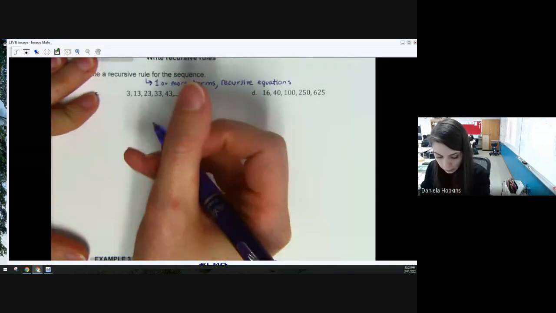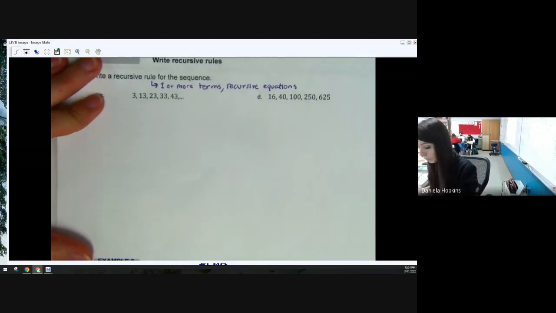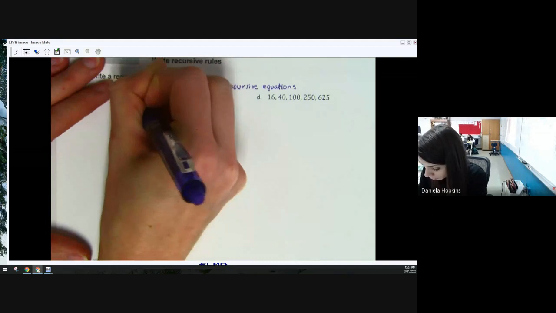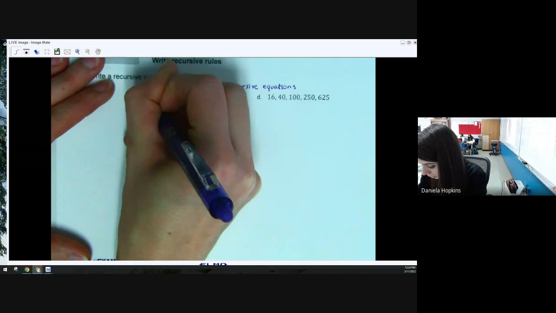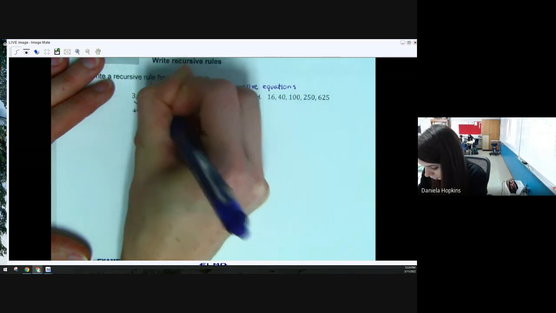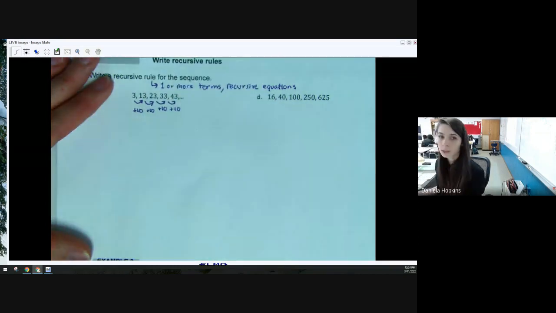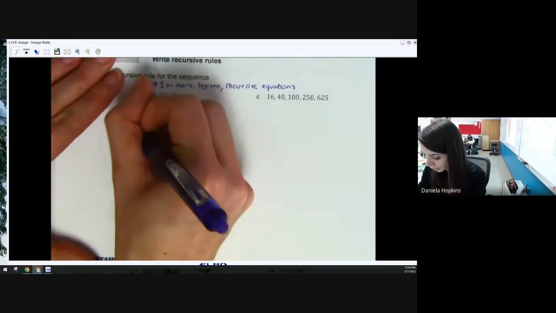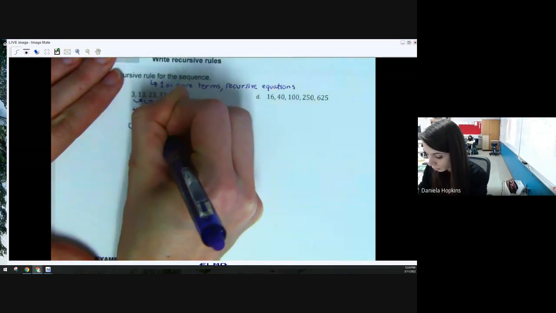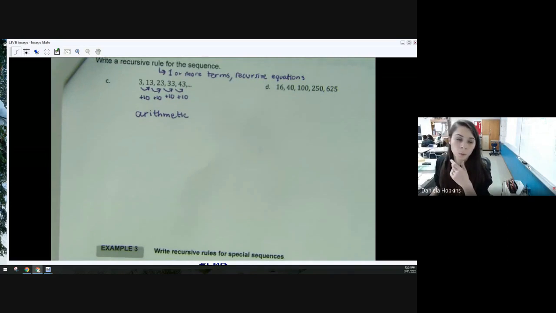The first thing we need to basically see is, is this arithmetic, is it geometric, or worst case scenario, is it neither? In this case, how would you go from 3 to 13? Add 10. And then 13 to 23, I'd add 10. 23 to 33, I'd add 10. 33 to 43, I'd add 10. So is this arithmetic, geometric, or neither? It's arithmetic. I don't need you to write that in your homework or anything, but it's good that we start thinking about those things as we're doing this, because it makes our job easier if we know what we're working with.